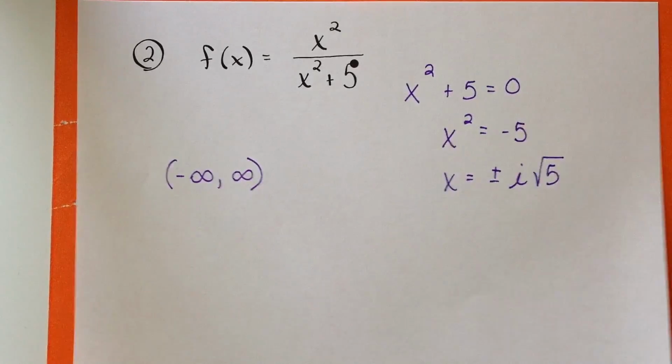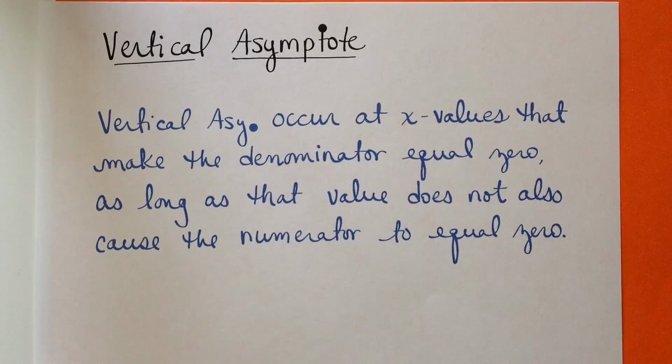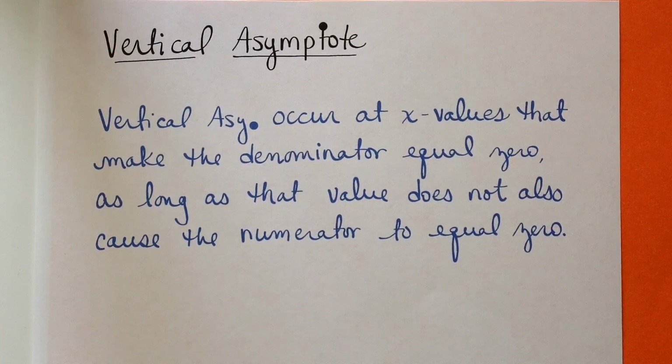All right, the next characteristic that we're going to look at is going to be a vertical asymptote. Okay, so here's our definition for vertical asymptote. Vertical asymptote occurs at x values that make your denominator equal to 0, as long as that value does not also cause your numerator to equal 0.